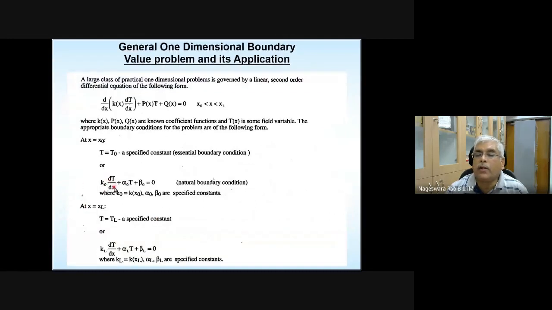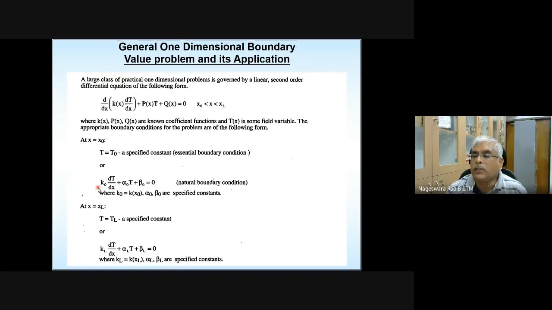K times derivative of t with respect to x plus alpha times t plus beta. I'm just saying I'm dropping this not, because if I drop this not, if I say k times derivative of t with respect to x, alpha times t beta, that is applicable even for whether x is equal to x naught or x is equal to x1 or x is equal to xl or x is equal to x2.